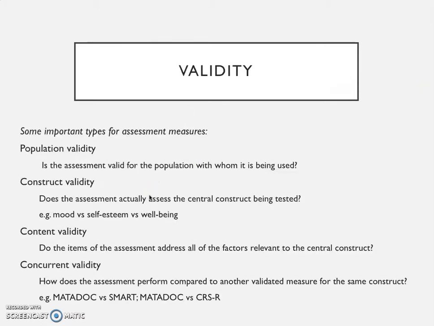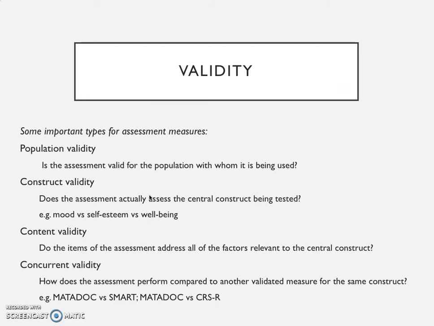Now, validity is something that's a little bit different. Validity is really asking, does an assessment assess what it is meant to assess? Does a measure what it is meant to be measuring? Okay, so here are some important types of validity for assessment measures. First of all, population validity. Is the assessment valid for the population with whom you are using it?